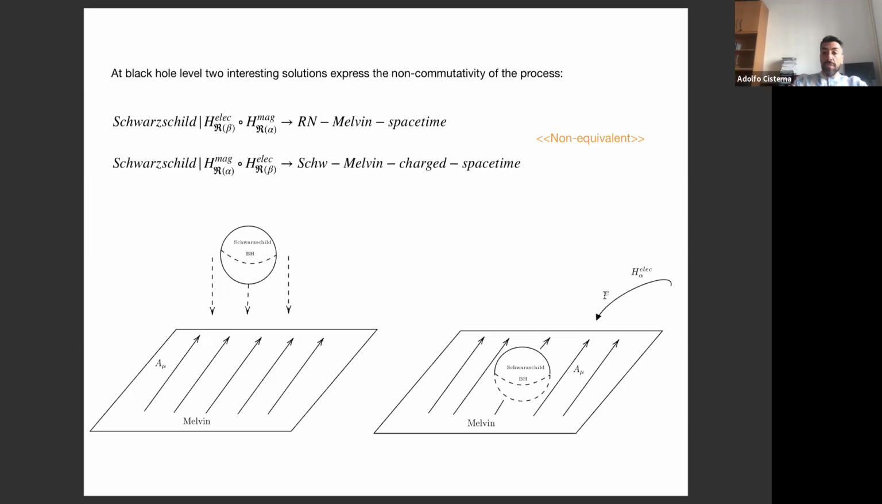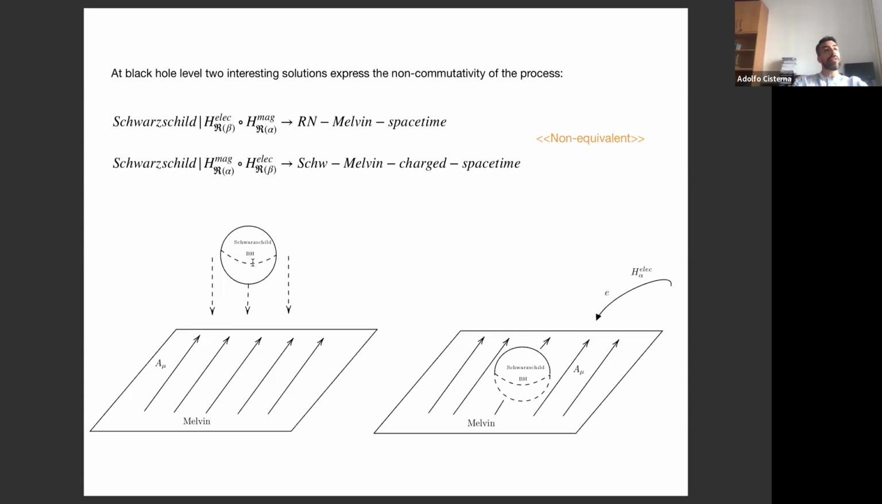But then the interaction of this monopolic charge with this spacetime is different than with this one. For some reason, and we have some suspicions about why this is going on. The reason is that in the first case, the electric charge gets located on the horizon of the Schwarzschild, and this is what produces the Reissner-Nordström.